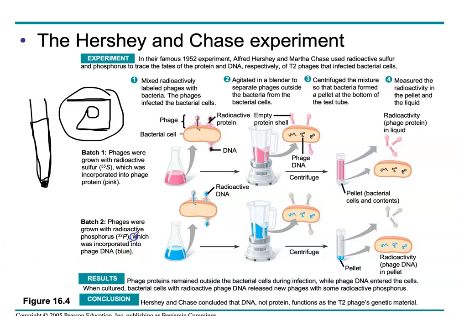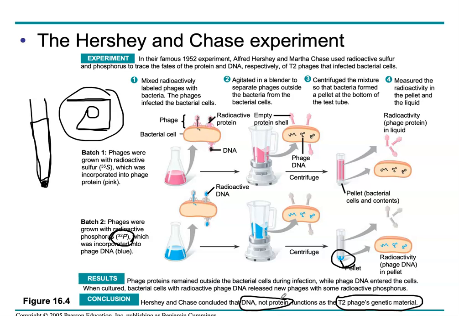And then they did the same experiment with radioactive phosphorus. There is no phosphorus in your protein molecule, and there's no sulfur in your DNA. So by using sulfur and phosphorus, you can clearly distinguish between proteins and DNA. When they did the exact same experiment with phosphorus, they found it in the pellet. With that, they were able to conclude that the T2 phage DNA, and not protein, functions as its genetic material.